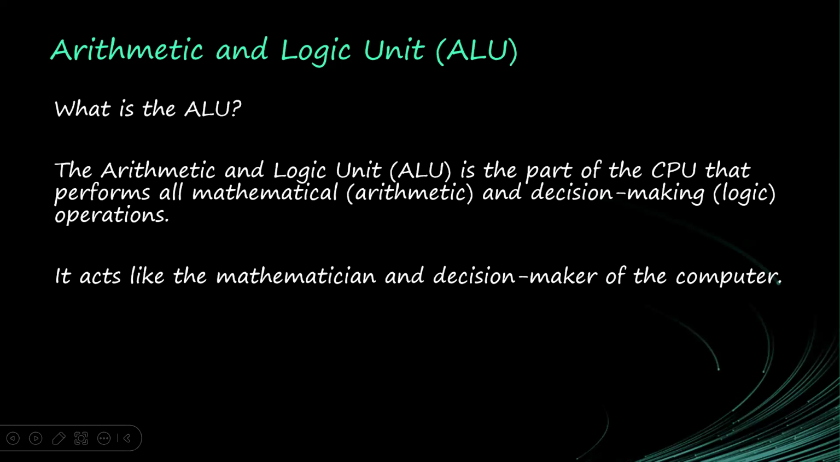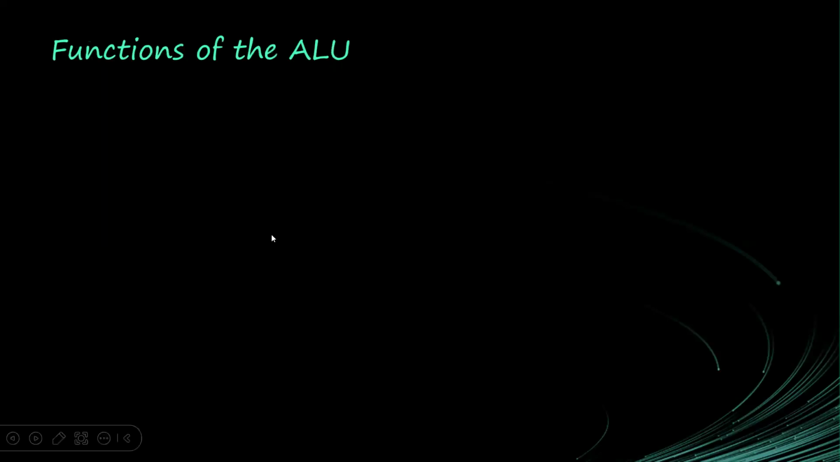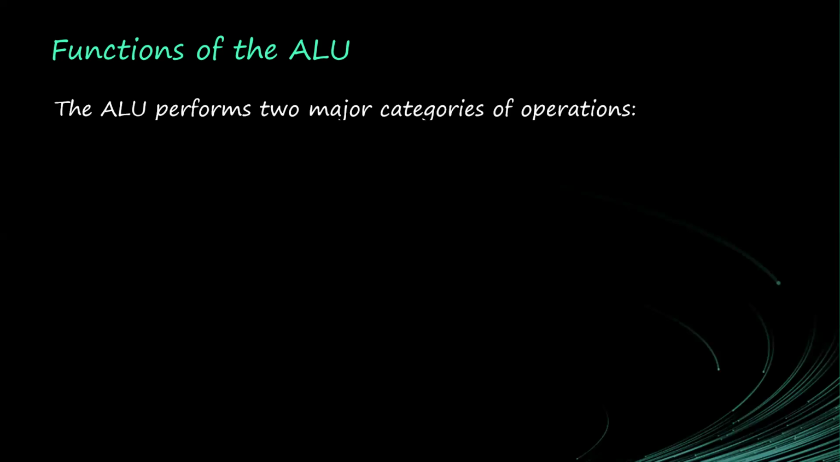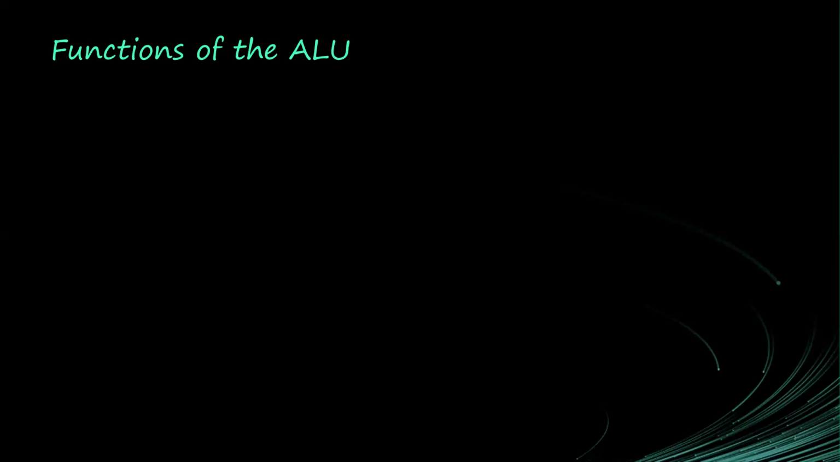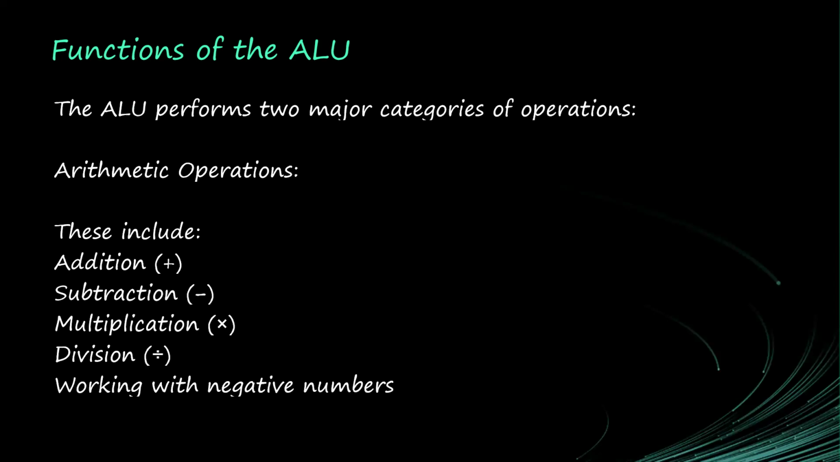So anything that has to do with mathematical things, decision making, logical, anything like that, it is the job of the arithmetic and logic unit to do that. So what are the functions of the arithmetic and logic unit? It performs two major categories of operations. The first one is arithmetic operations. These operations include addition, subtraction, multiplication, division, working with negative numbers. Okay, so that's the first operation that the arithmetic and logic unit performs, arithmetic operations.